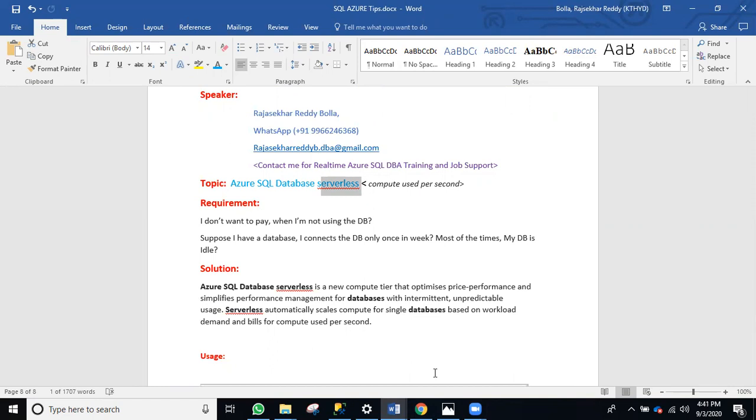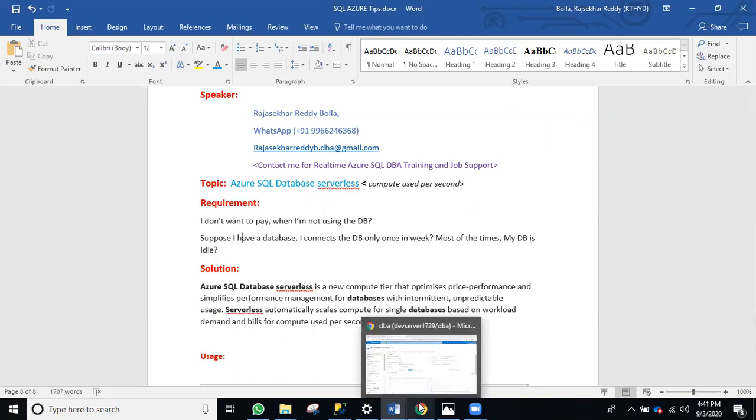You use this option when you are not using the databases. For example, if you don't connect to them on the weekends, or you connect only once a week, very rarely, you can keep those databases in the serverless model. The requirement is: I don't want to pay when I am not using the DB. If I connect once a week and most of the time my DB is idle, I can save money by going to this serverless concept.